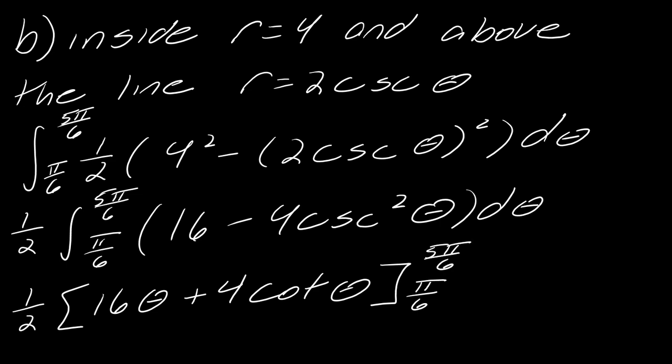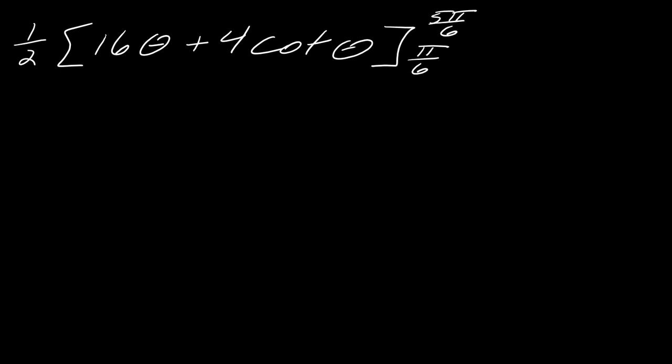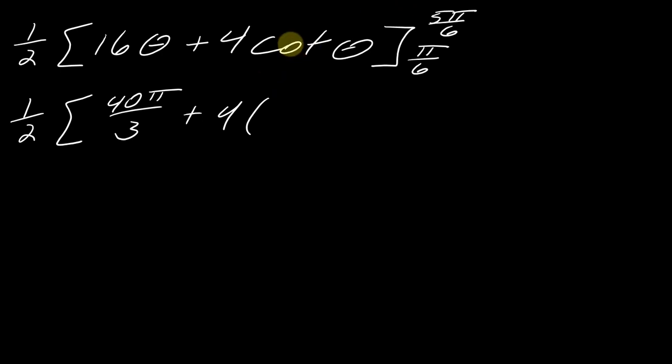Now I just have to plug in my limits of integration. I'm going to have 16 times 5 divided by 6, which is actually going to leave me with 40 pi over 3, plus 4 times cotangent of 5 pi over 6. Tangent is sine over cosine, so cotangent is cosine over sine. That's going to come out to negative square root of 3 over 2 divided by 1/2, which leaves me with negative square root of 3.